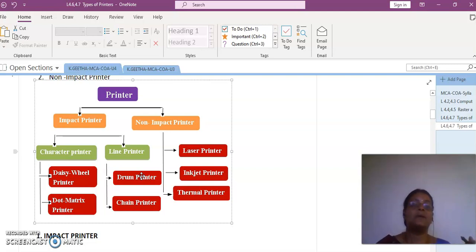And the next one is a chain printer, where the print assembly is arranged in the form of a chain, and as the chain revolves and rotates and comes in contact with the paper, it is able to transfer the whole image. So all these categories come under the category of impact printers.